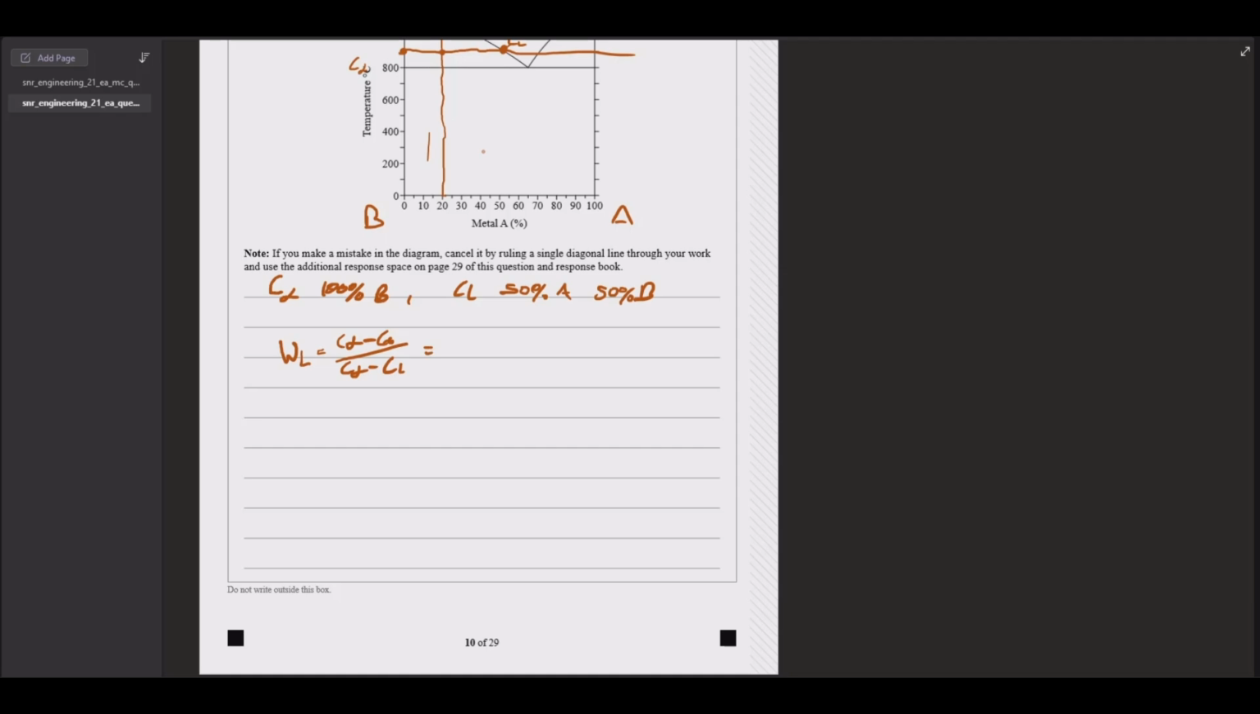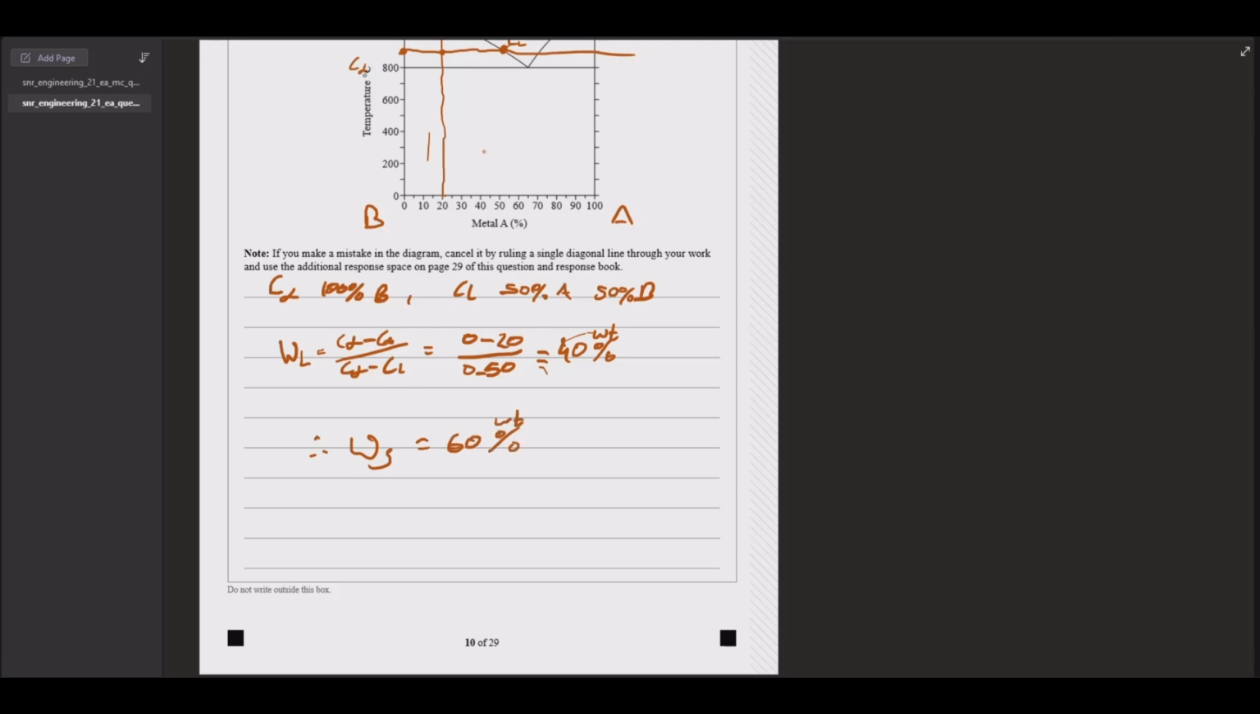And that is going to be 0 minus CO, which is 20, over CL, which is 50. And that is 40%. I could have done that in my head. Why did I put that in a calculator? And so, therefore, weight of the solid is going to be 60%.